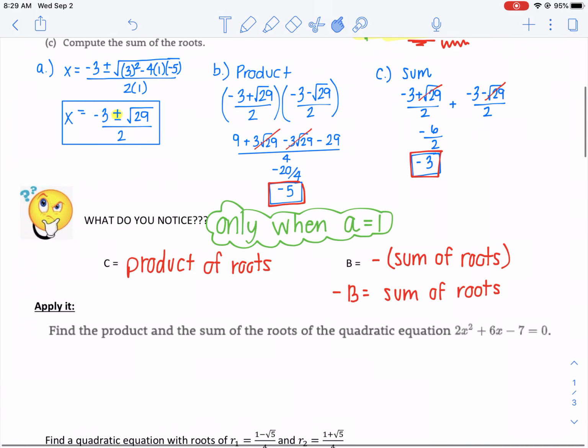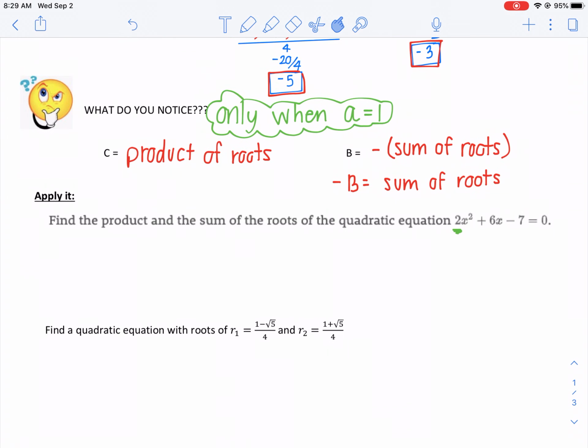We don't have as much math we need to do. We're going to first find the product and the sum of the roots of this quadratic equation. Now you could do, like above, part A, part B, part C, but now we have a pattern. The only thing we have to worry about is that this 2 is there. It's not a 1. Okay, this pattern only works when it's 1.